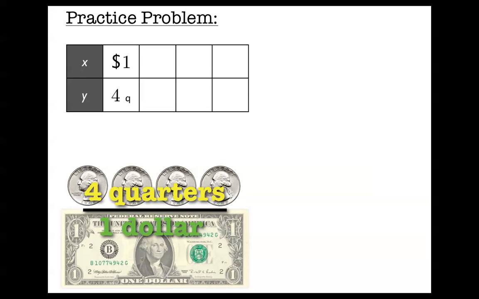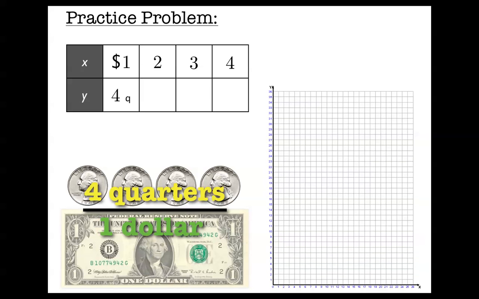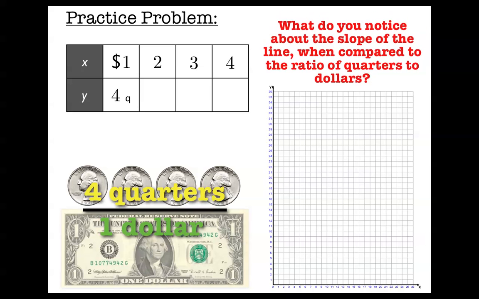Okay? You can turn that into a table where X is the number of dollars and Y is the number of quarters, and you could figure out for $2 how many quarters that would be, and $3 how many quarters that would be, and $4 how many quarters that would be, and then you can graph those points on a graph, and then I want you to answer this question. What do you notice about the slope of that line that you end up with compared to the ratio of quarters to dollars that we had at the very beginning?